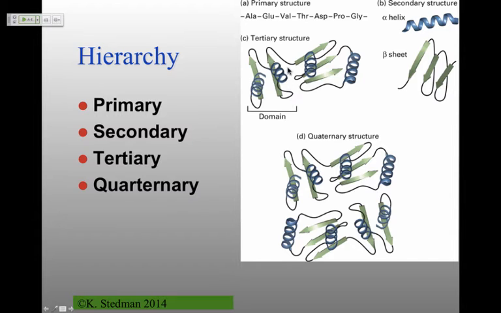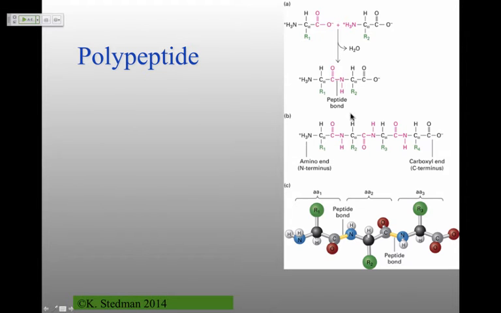One of these stably folded pieces can be a domain. Some proteins just have one domain. Some proteins, like this example here, have multiple domains. And then if you have two separate polypeptides that are coming together, that's going to be your quaternary structure. In terms of these polypeptides, again, secondary structures are what's happening due to your backbone here. Tertiary interactions are happening due to side chains, which are coming off.